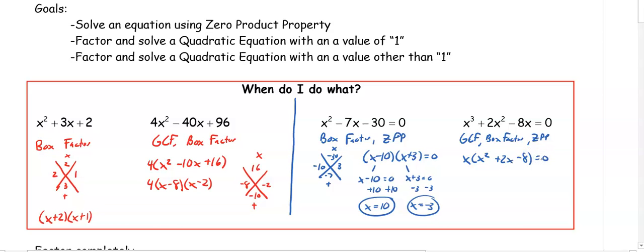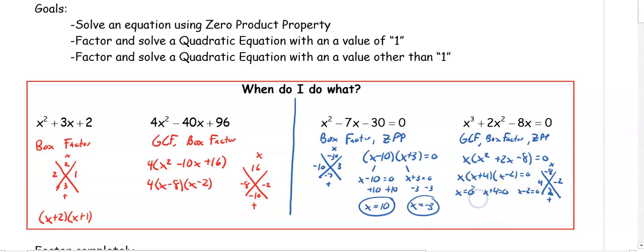Then we're going to box factor. So what multiplies to negative 8 and adds to 2? So we want one of each sign. We'd have positive 4 and negative 2. So x times x plus 4 times x minus 2 equals 0. We're going to set each part equal to 0. So x equals 0, x plus 4 equals 0, and x minus 2 equals 0.